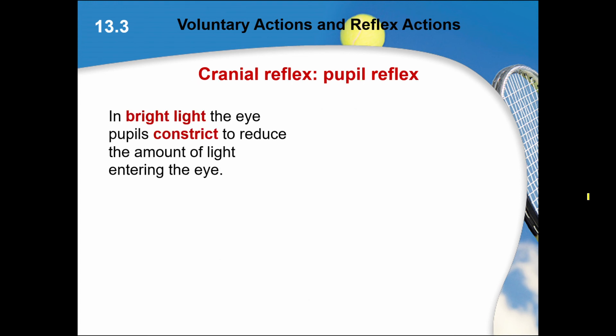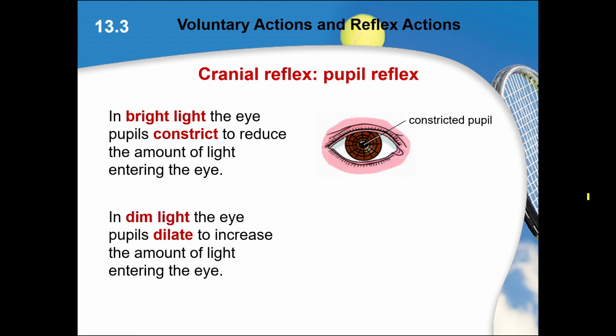Okay, here is an example of a cranial reflex. For example, if you go from a very dark room to stare straight at the sun in a bright environment, it will cause your pupil to constrict. Dim light will cause your pupils to dilate, to increase the amount of light entering the eye. This will be covered in greater detail by Miss Lake in chapter 14, on the pupil reflex.